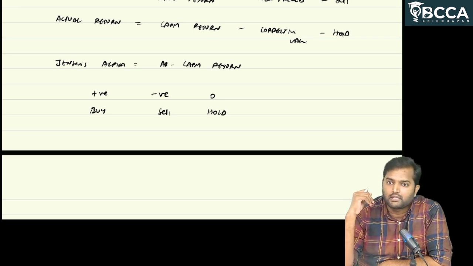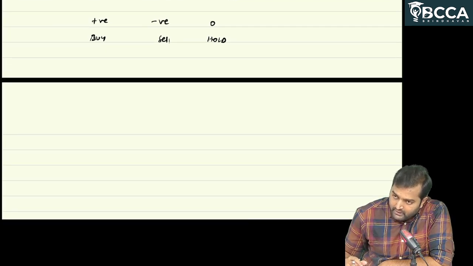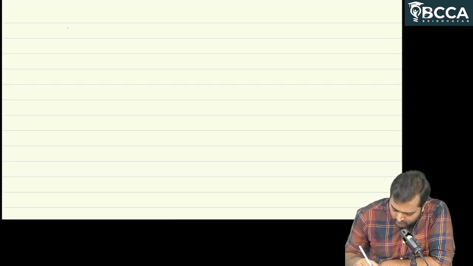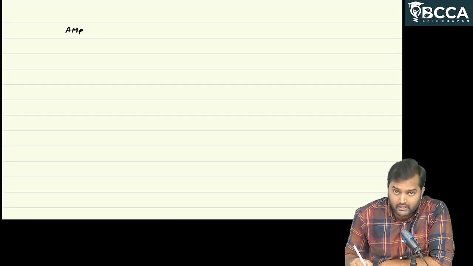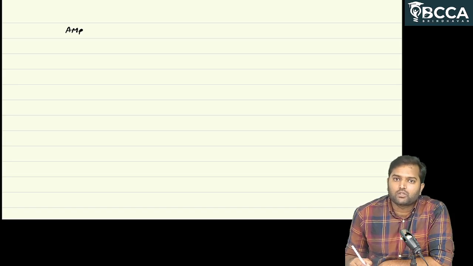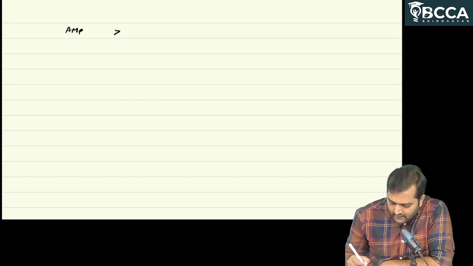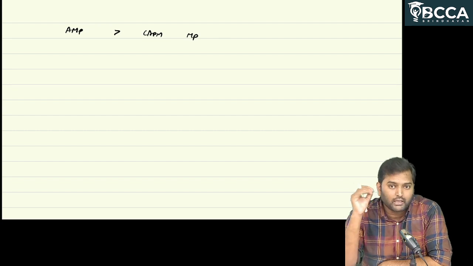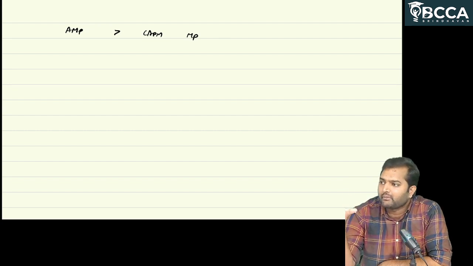Okay, Jensen's alpha. And we have seen one more comparison. What is that comparison? Actual market price. This time we are comparing market price, not returns. Actual market price versus the theoretical price, or CAPM market price. The CAPM market price is the market price calculated using the CAPM return. That is also known as the theoretical price, or the equilibrium price.